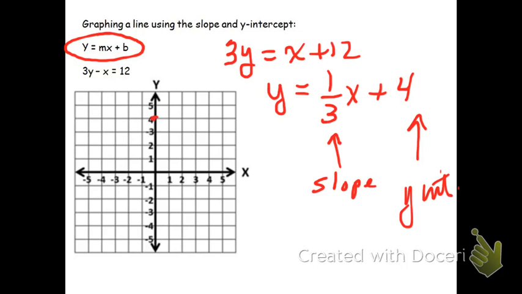Now, the slope, remember, is the rise over the run. So the run's on the bottom and the rise is on top. So this tells me to go over 3 and up 1. Since it's positive, we're going to go to the right 3. 1, 2, 3, and up 1. So there's a second point. Now I can use those 2 points to draw my line, and something like that.